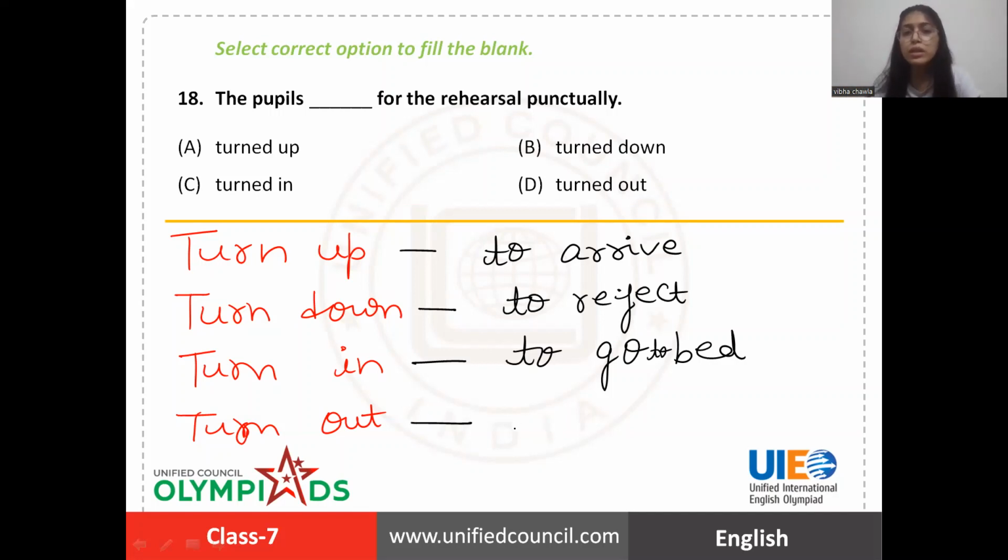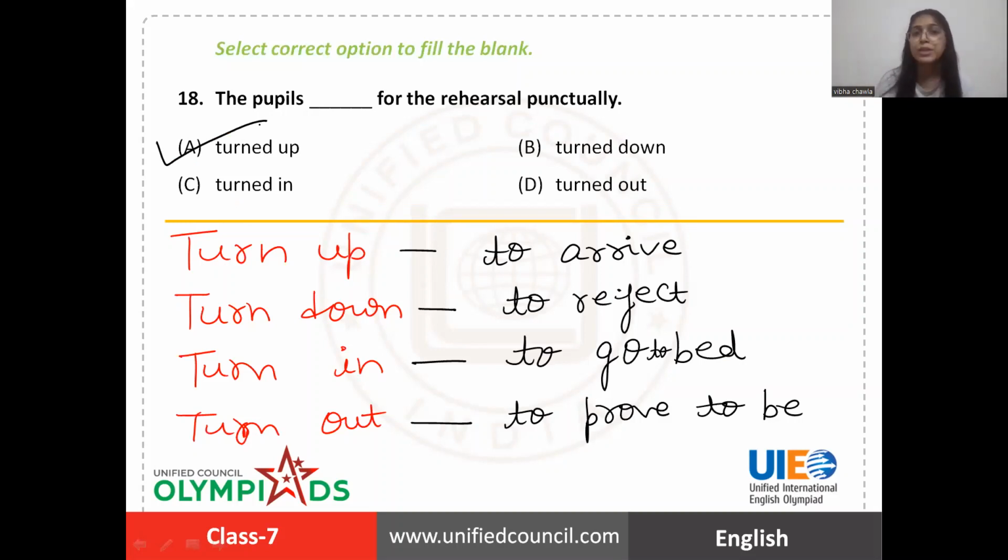Turn out. Turn out means to prove to be. Okay, like to discover to be or to prove to be. For instance, the cake I baked yesterday turned out to be delicious. Okay, means it turned out that way, to prove to be. So the right one definitely is option A here. Turn up means to arrive. So the pupils arrived for the rehearsal punctually on time.